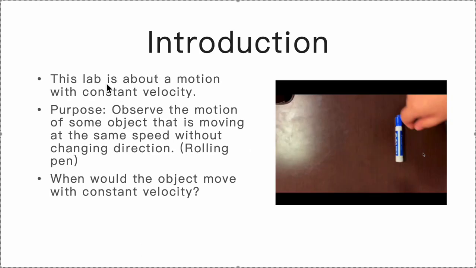So this is an introduction. This lab is about a motion with constant velocity. The purpose of this lab is to observe the motion of some object that is moving at the same speed without changing direction. For example, a rolling pin. Then, when would the object move with constant velocity?